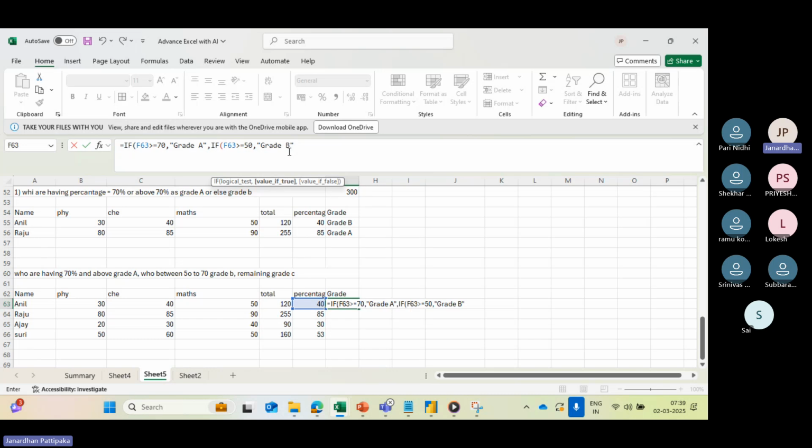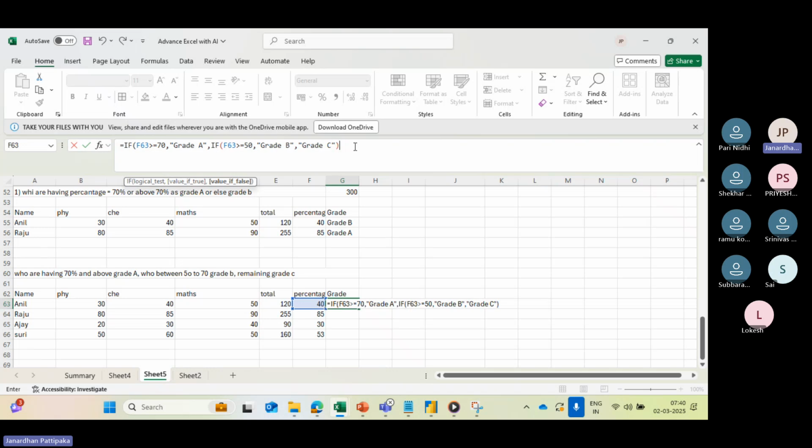So what happens if this condition fails? You need to keep a comma, and the false value means if this condition and the previous condition both fail, I need to get grade C. Say we have hard coded, if greater than or equal to 70, you will get grade A. And if greater than or equal to 50, that means already 70 is hard coded, so it is 50 to 70, and you will get grade B. If it is not in 50 to 70 or 70 and above, I need to get grade C.